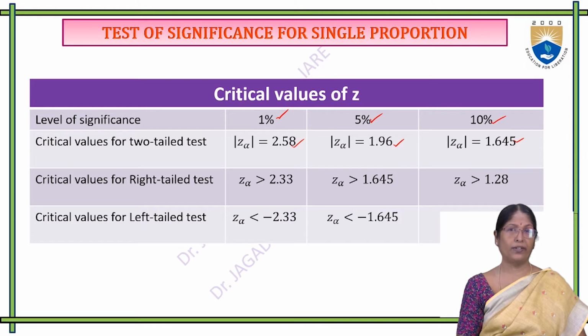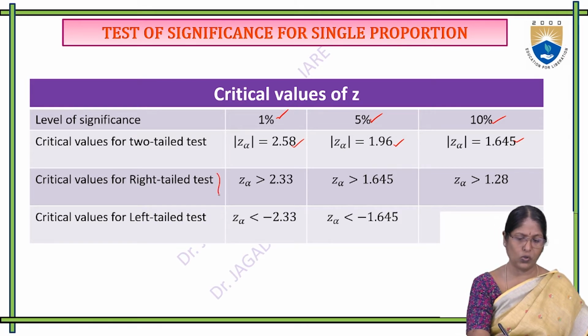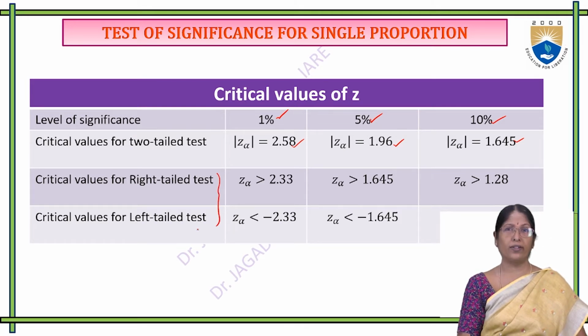If it is a one-tailed test, in which the shaded region falls on the right side, then it is a right-tail test. If it is on the left side, it is a left-tail test.